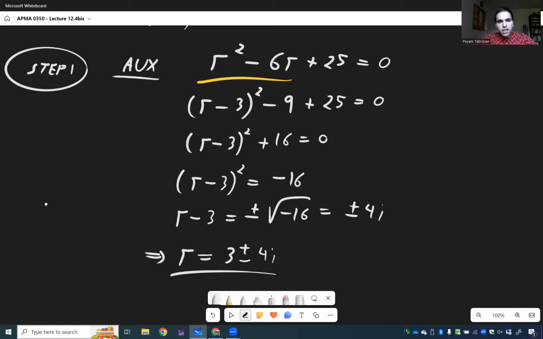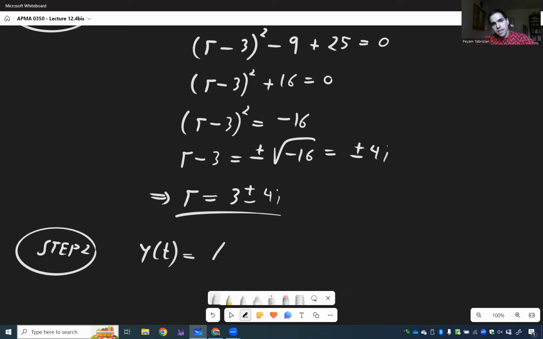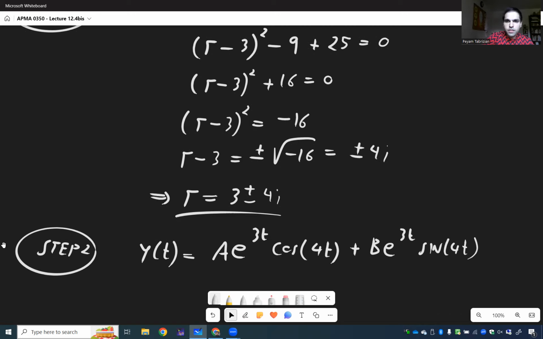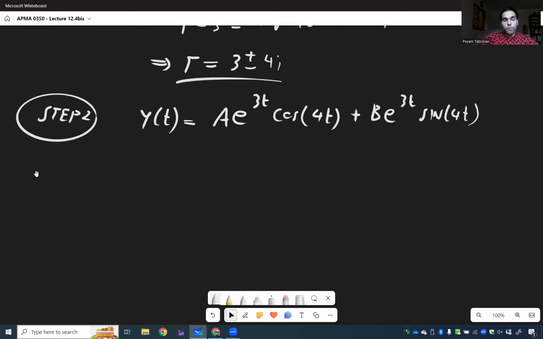And so what this tells us is that the general solution is y of t is a e to the 3t cosine of 4t plus b e to the 3t sine of 4t. And the last thing you need to do is to plug in the initial conditions to solve for a and b.